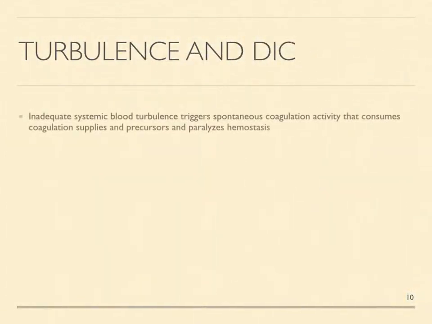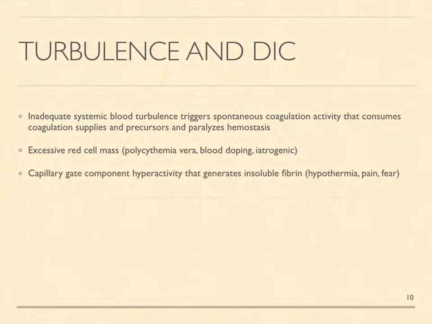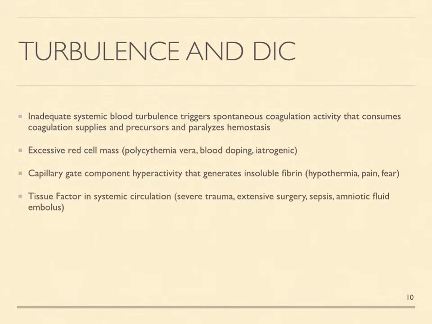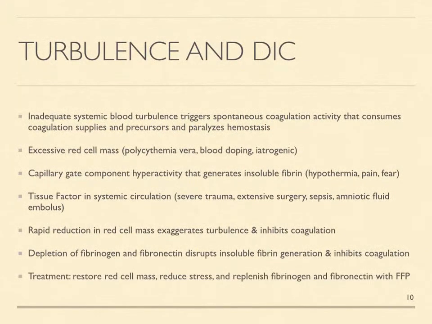Extreme reductions in blood turbulence can exaggerate blood coagulability and trigger systemic coagulation activity that is called disseminated intravascular coagulation, or DIC. Such activity rapidly consumes coagulation substances and paralyzes hemostasis. This usually involves multiple factors: excessive elevations of red cell mass due to transfusion with washed, packed red cells, polycythemia vera, and erythropoietin treatment all increase the risk of DIC.